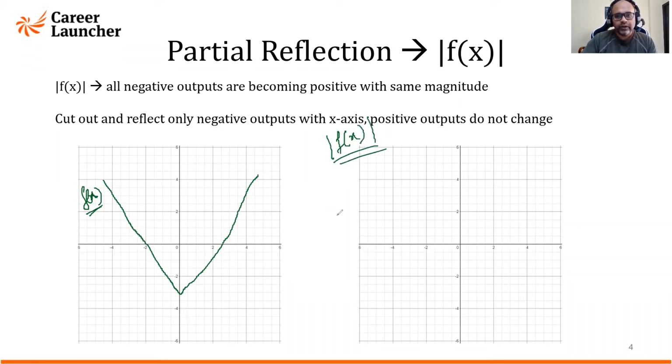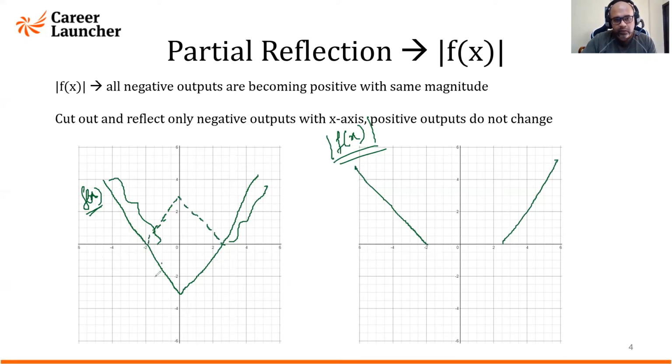If you want to draw, do not worry about this part and this part. Draw it as it is. So I will draw a graph as it is like this. This part will not change. The only thing that will change is the negative side will now start getting reflected onto the positive side.